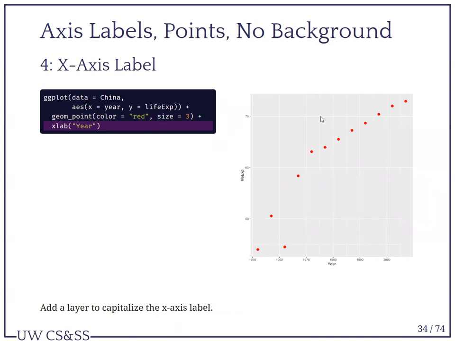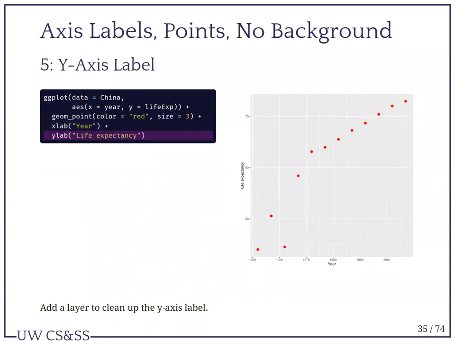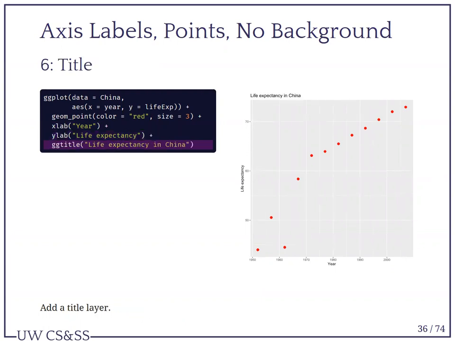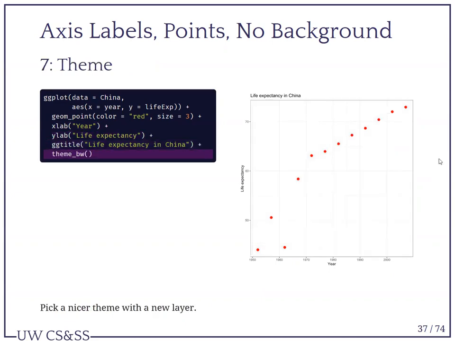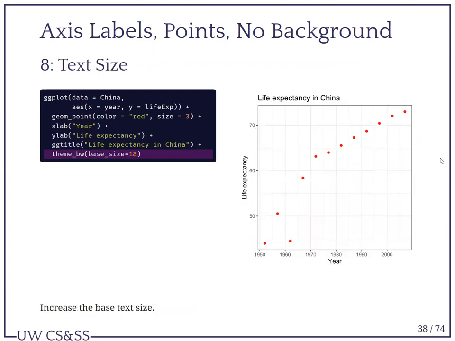Now we can add an X label that's year with a capital Y to give it a little bit more aesthetic appeal. A Y label that says life expectancy as two words and not as life EXP like the column in our data frame. We can add a GG title that says life expectancy in China and add theme black and white. Looks a little bit nicer. And then we can provide an argument to theme black white that says base size equals 18 so that all the text is a little bit bigger and not as illegible as before.